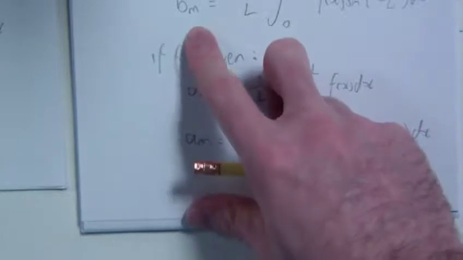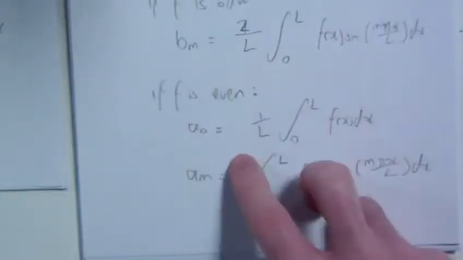And if f is odd, you don't need to do the A's. And if f is even, you don't need to do the B's, because you know that it will automatically come out that an odd function is only made of sines and an even function is only made of cosines anyway. So that's the half-range expansions.